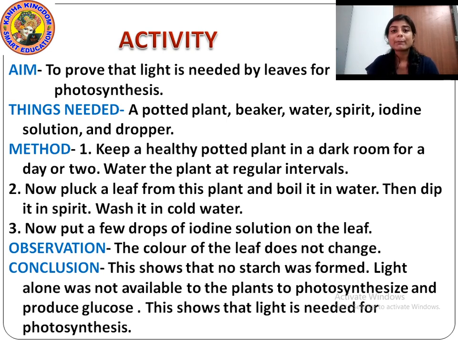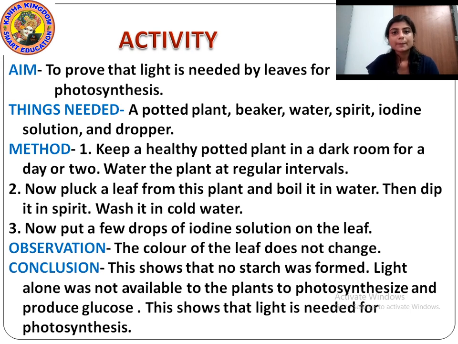Yes or no? To prepare food, the green plants need sunlight. This shows that no starch was formed. Light was not available to the plant to photosynthesize and produce glucose. When plants prepare food, they produce glucose, which is a form of starch. This shows that light is needed for the process of photosynthesis. Sunlight is very important for the process of photosynthesis.